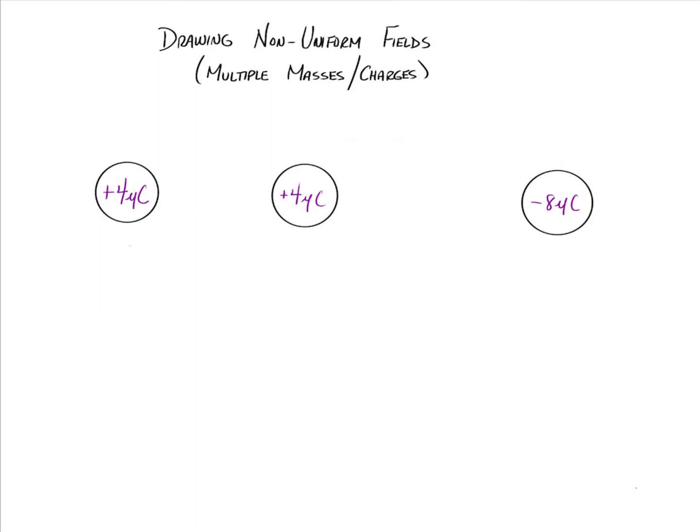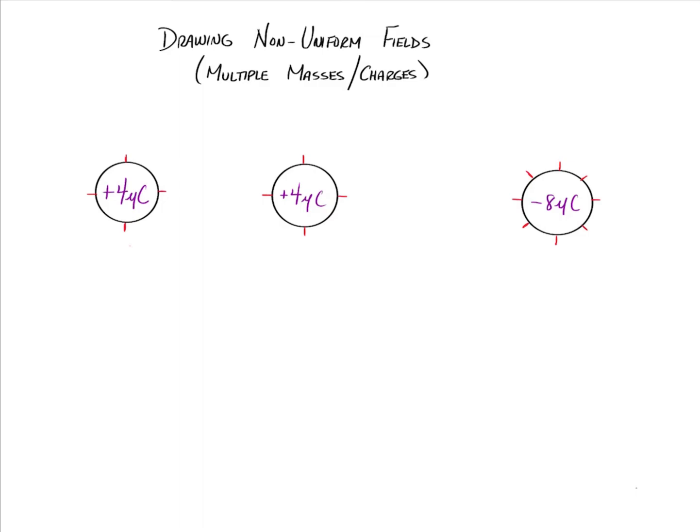For our last example, we've got two positive 4 microcoulomb charges and then one negative 8 microcoulomb charge. I'm going to do the same thing here. In this case, the 4s get 4 because they're both the least amount, and then 8 gets 8 because it has twice the charge of the 4s.